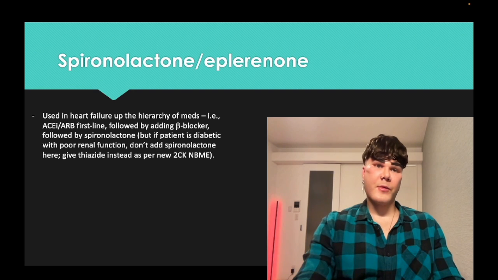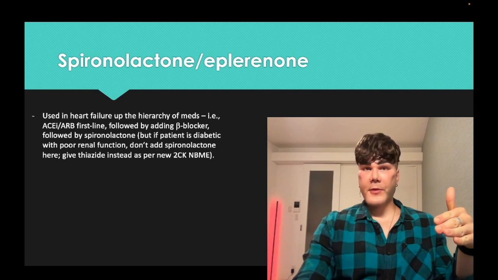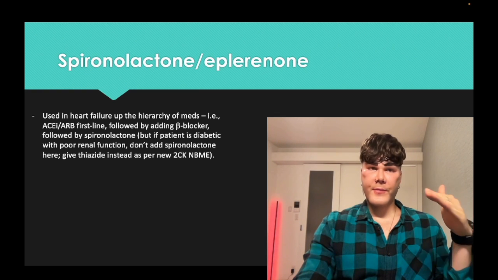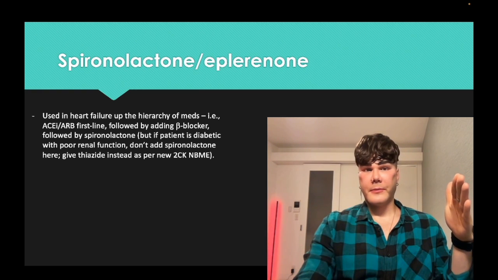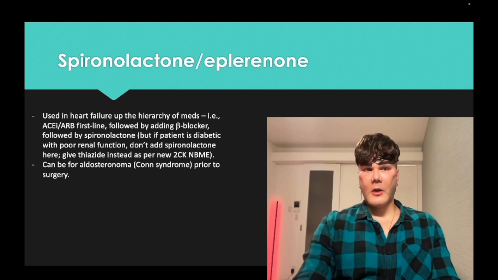And then I mentioned before that when we talk about the hierarchy for heart failure, we do ACE inhibitor or ARB first, followed by beta blocker, followed by spironolactone. And then you can also use it for aldosteronoma, Conn syndrome. It's on one of the NBME exams.